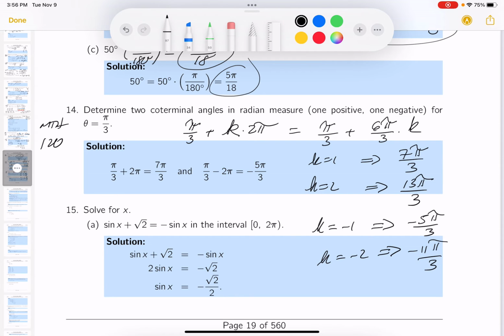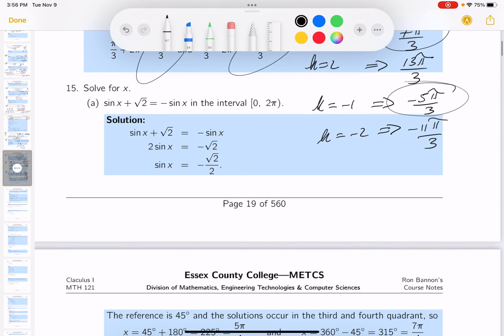What would they say? 2 coterminals, one positive. I'll choose this one because it's small, and one negative because that's small as well. These answers are being listed for me right over here. All right, this one says solve for x on the interval between 0 and 2 pi.